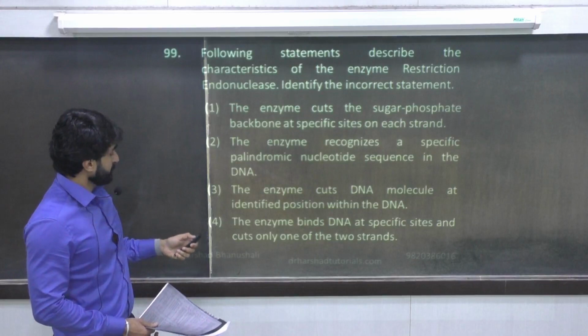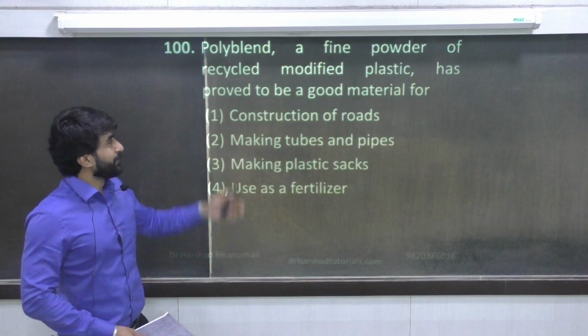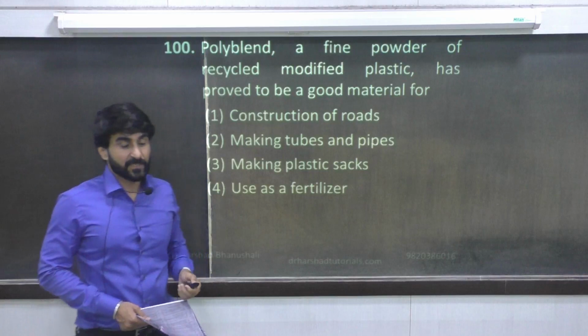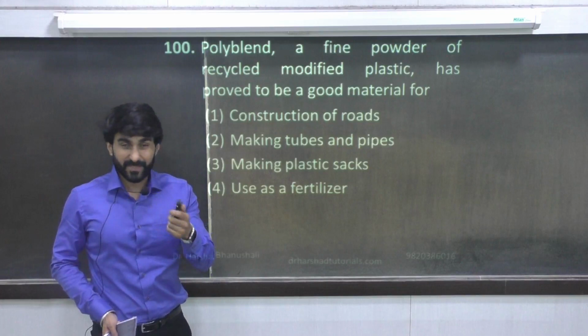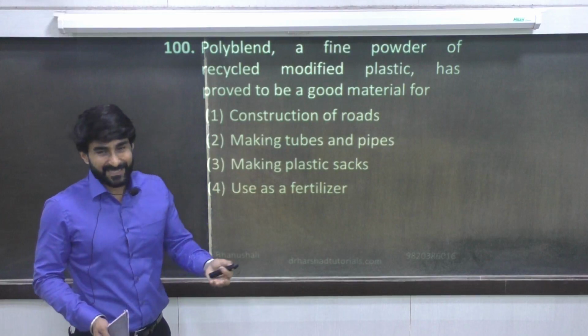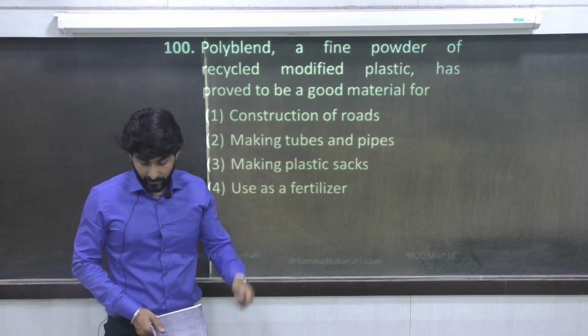We go to the next question, pretty straightforward question. You all know polyblend was there as a case study in the use of plastics, and we all know that it was used in improving and making roads. So I'll not elaborate on this because it's a very straightforward question. Polyblend is used for the construction of roads. It's a statement about bitumen and plastic which has been given in your NCERT as a case study. So the answer for 100 would be option number 1. We will go to the next question now.